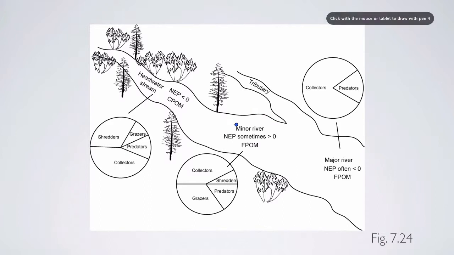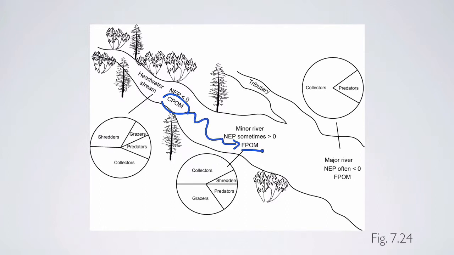As you move down the stream and get into the minor river, that stream opens up, and you can have much higher GPP in this system. As a consequence, net ecosystem productivity is sometimes even greater than zero. Production can be higher than respiration. Much of what was coarse particulate organic matter has become fragmented, and so that CPOM now becomes fine particulate organic matter, or FPOM. As a consequence, the balance of the different players changes.